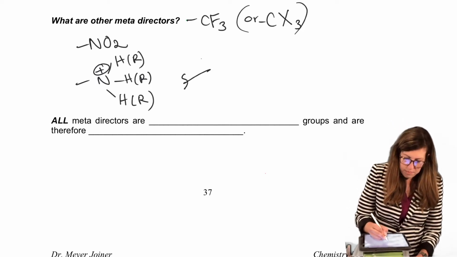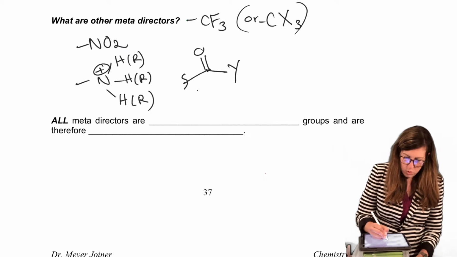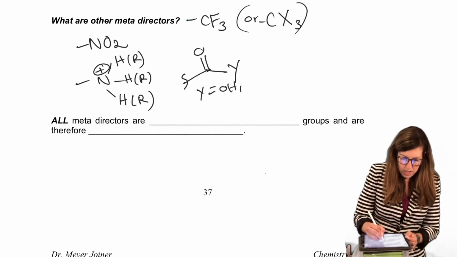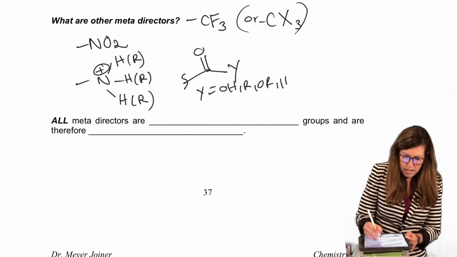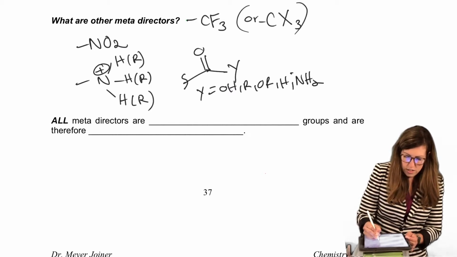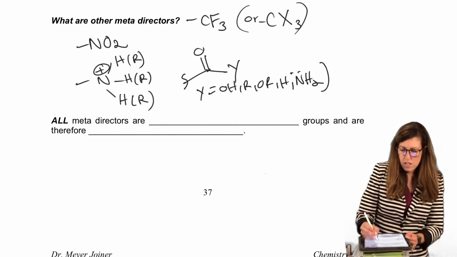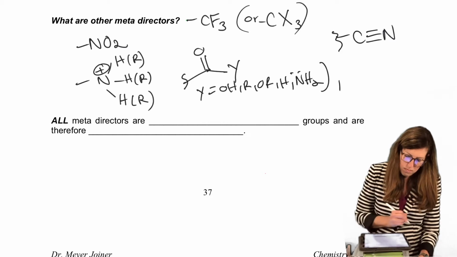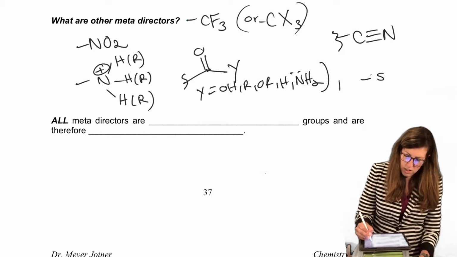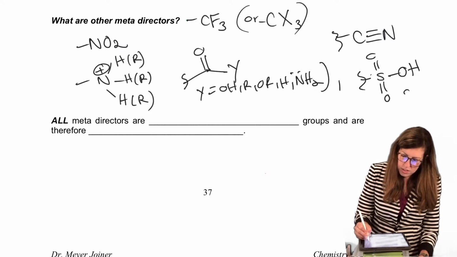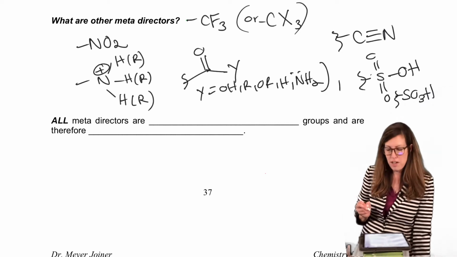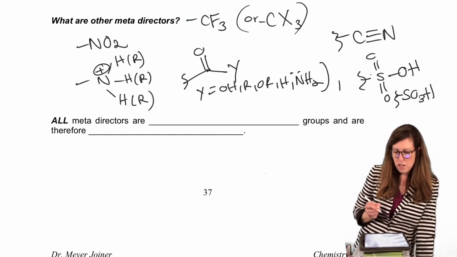Various carbonyls, where Y could equal, think of all the carbonyl functional groups you know: OH, R, OR, H, NH2. Let's see. Nitrile is electron withdrawing. Sulfonyl, called SO3H. That's electron withdrawing. As you can see, the pi bonds make it kind of similar to carbonyl.